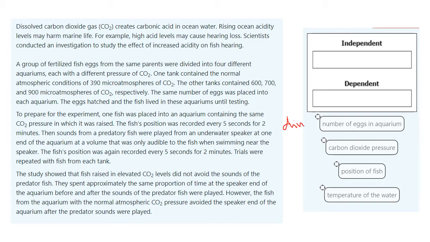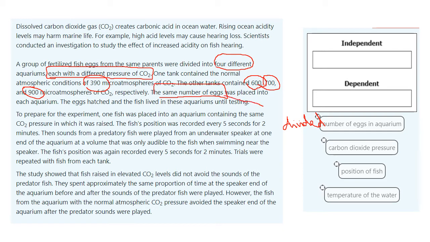So the eggs were divided. The eggs came from the same parent. They were divided into different tanks. There were 4 tanks, and what was different? Each had a different CO2 pressure, a different carbon dioxide pressure. There was the normal of 390. There was 600 microatmospheres, 700 microatmospheres, and 900 microatmospheres. The same number of eggs was placed into each aquarium.